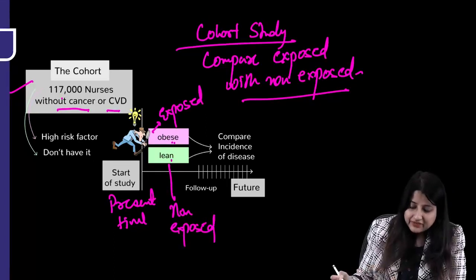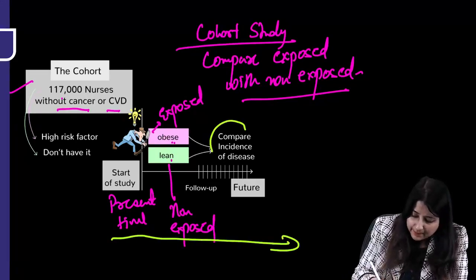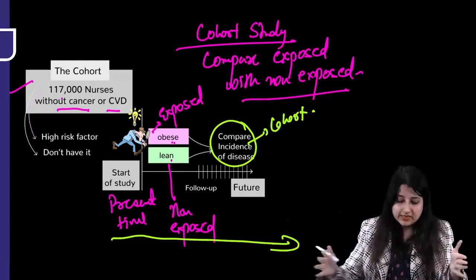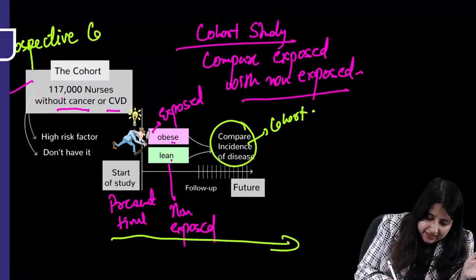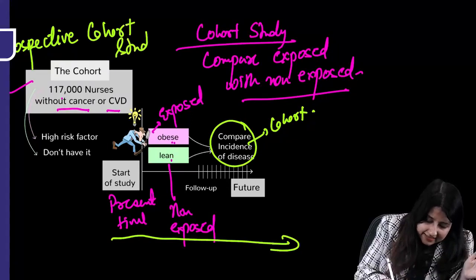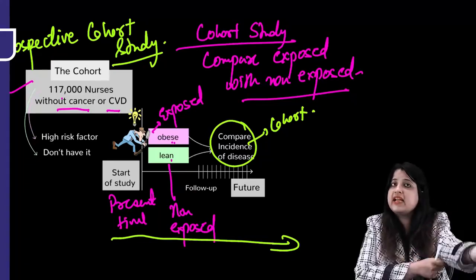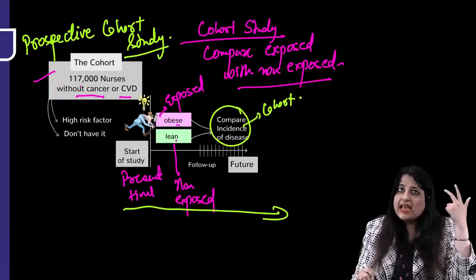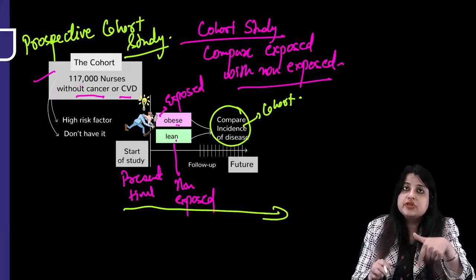Now, how can you identify which type of study it is? Look at the arrow, it's going forward and you are comparing incidence. So incidence means it is cohort, and since the direction is going forward, no doubt this is a prospective cohort study. Why? You are comparing exposed and non-exposed and you're moving forward. But again, this is time taking, expensive, and has attrition bias, Hawthorne bias. So we found a solution to this.